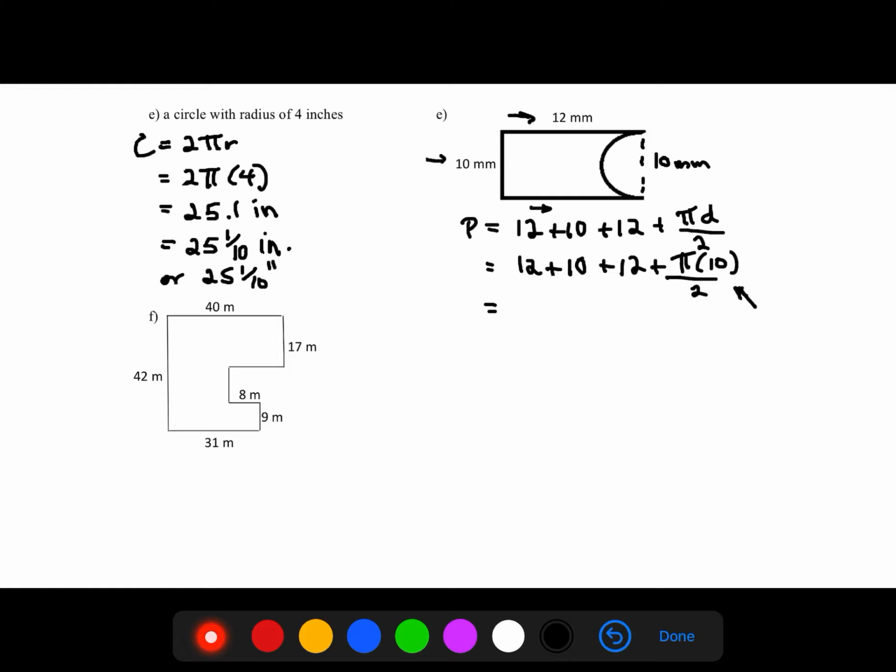What I would do is calculate what we have here first of all. So do our multiplication first. Pi times 10 divided by 2 equals. And then because they're all added up, we can add our 12, our 10, and our other 12. And we're going to round this to 1 decimal place. Means that we're going to get our 15.7 plus 34 means we're going to have 49.7 millimeters.